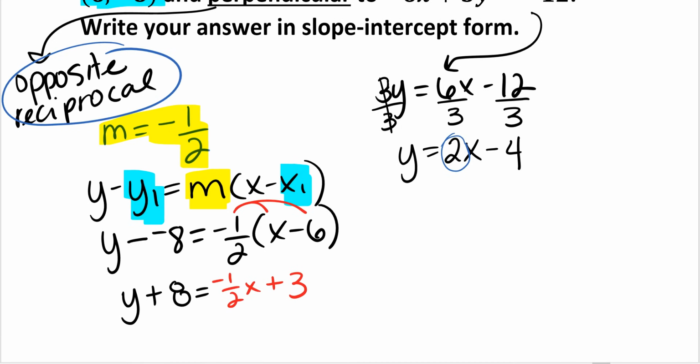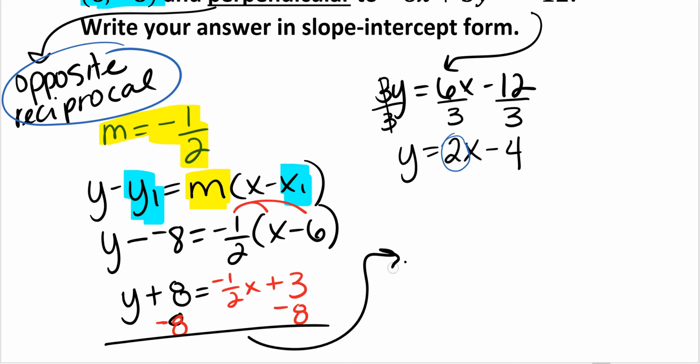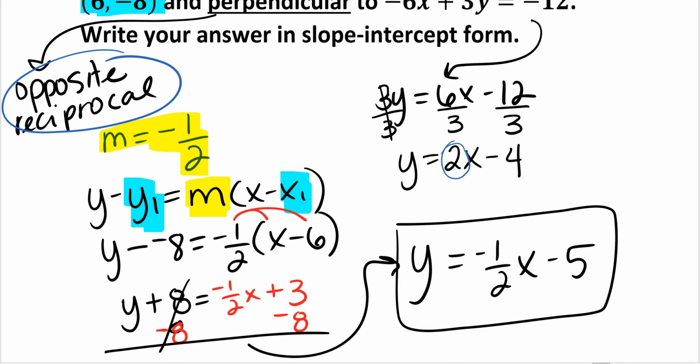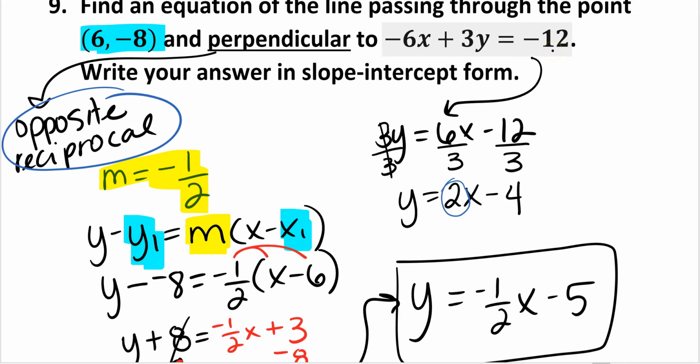And then to put this in slope-intercept form, I'm going to subtract 8 from both sides. And so now my final answer will be y equals -1/2 x, and then 3 minus 8 is -5. So that will be the answer to the problem. It's perpendicular to this given equation, and then it goes to the point 6, -8.